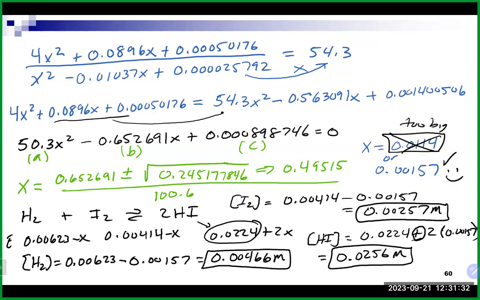I'm scared to do it, but I will do it. 0.0256, and I will square it, putting it back into our expression and dividing it by 0.00466 and divided by 0.00257. Got a 54.7, which is pretty close to 54.3.